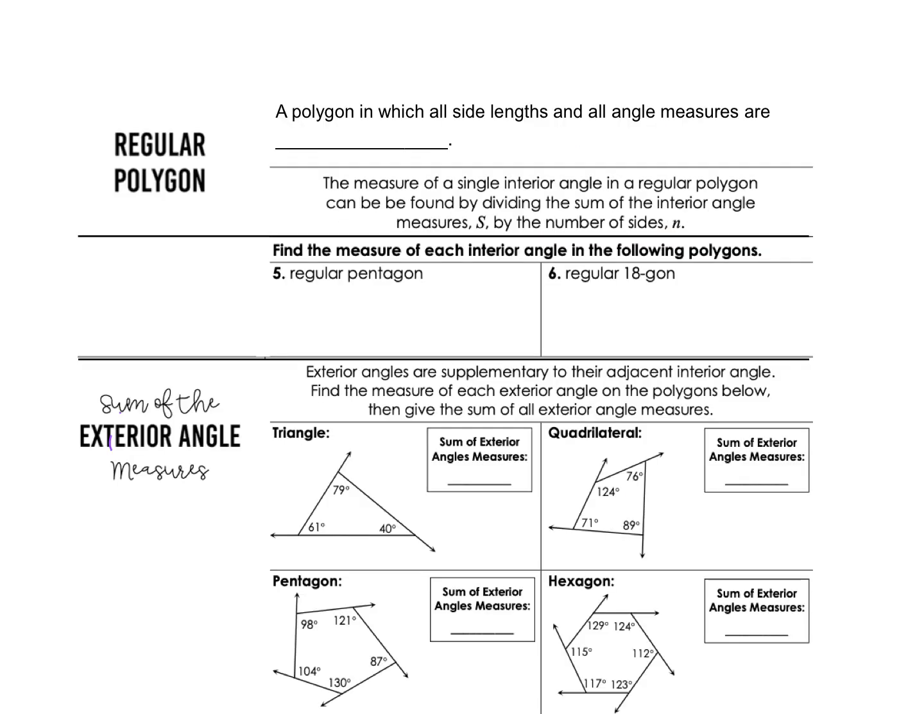Okay, a regular polygon is a polygon in which all of the side lengths and all of the angle measures are congruent. To find any of those angle measures, I take the sum, which is the one we just did, 180 times n minus 2, and then I divide by the number of sides. Does that make sense?